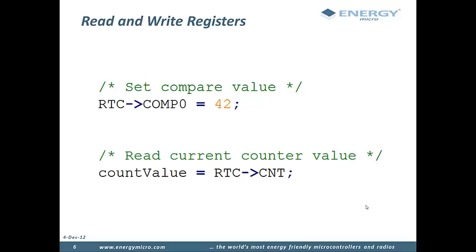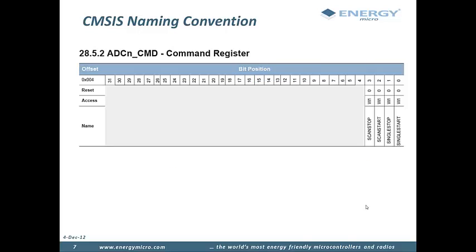Here's an example on how to use CMSIS. The first line of the example on this slide sets the compare 0 register of the RTC. The second line reads out the current value of the RTC counter. Most of the time, we're not interested in the full value of the register. Rather, we want to modify individual bits.